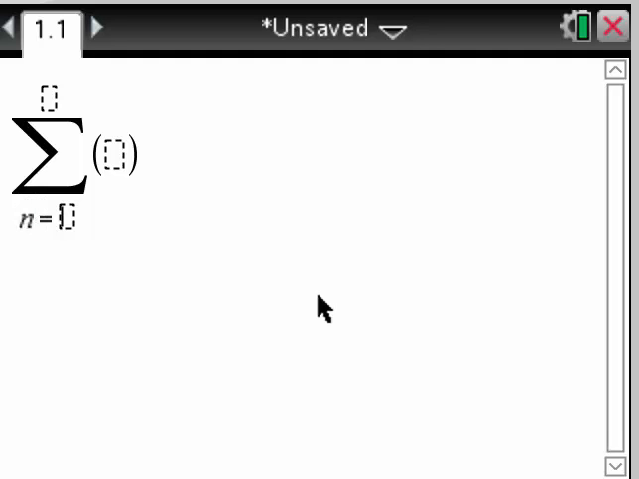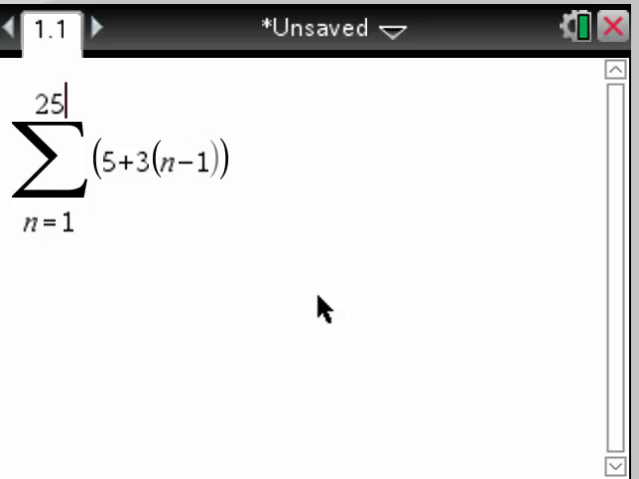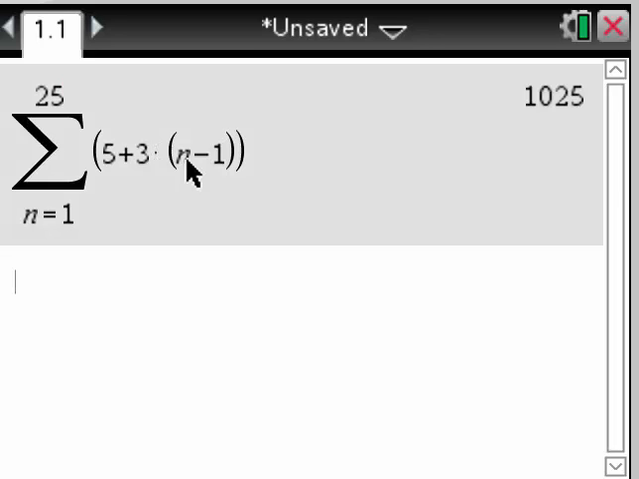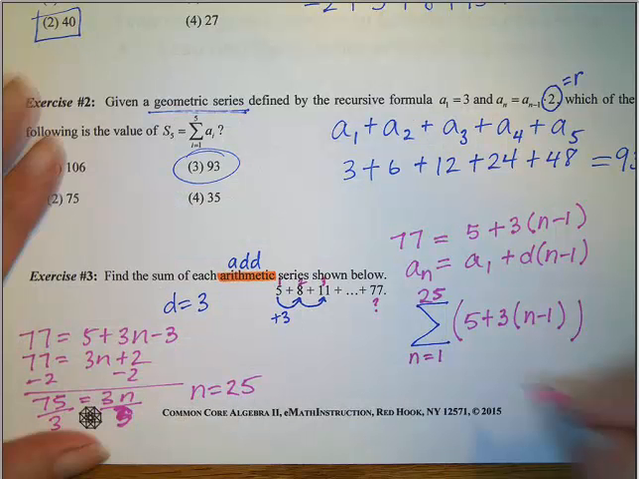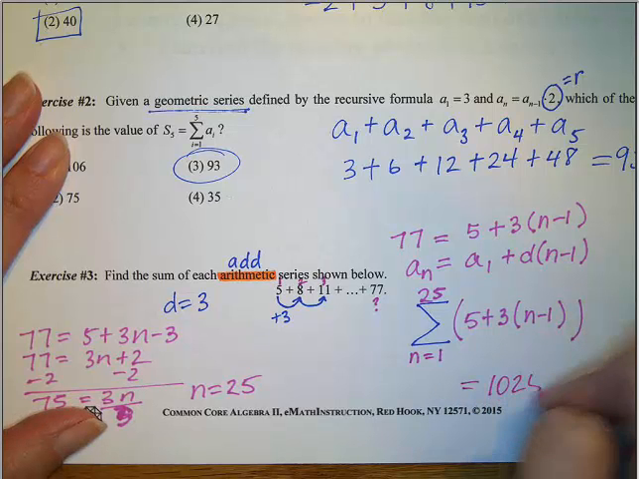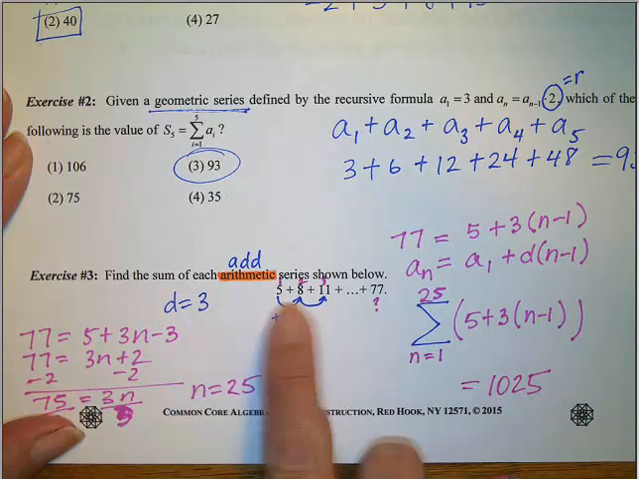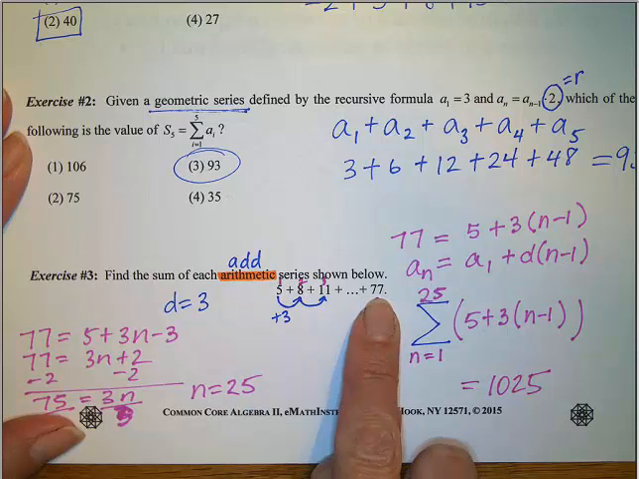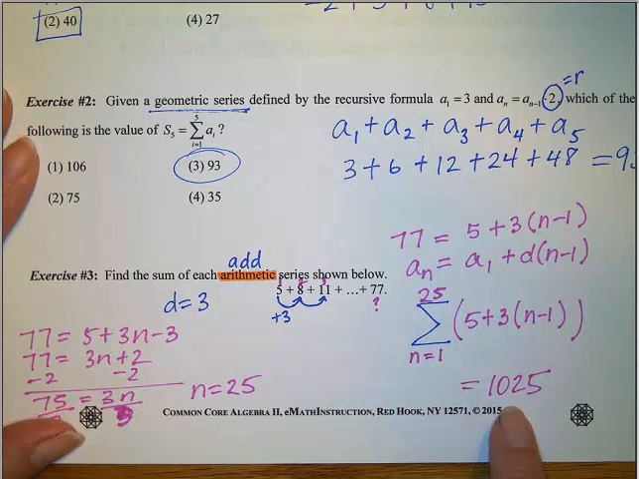So n equals 1. My formula was 5 plus 3 times n minus 1. And on top I have the 25th term. So I want the sum from the first term to the 25th term. And here's my pattern. So hit enter. So the sum of those terms is 1025. So we go back to our paper, and this equals 1025. So the sum from 5 to 77 is 25 terms, and they add up to 1025.